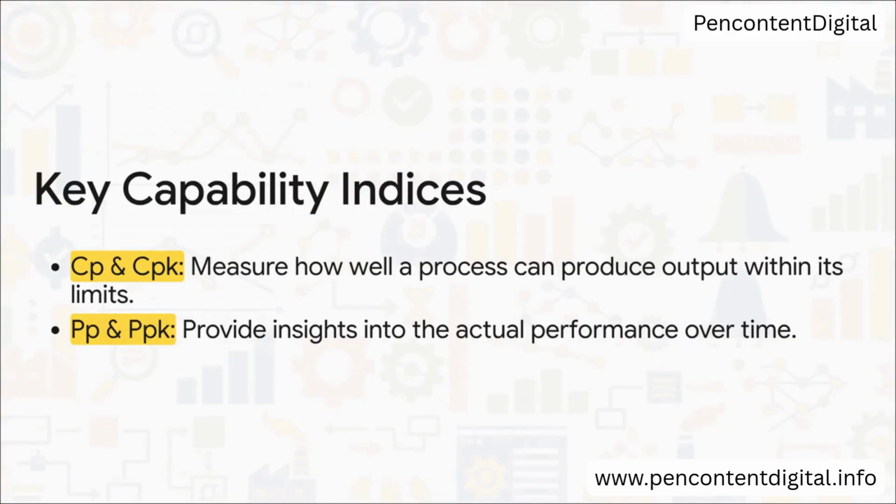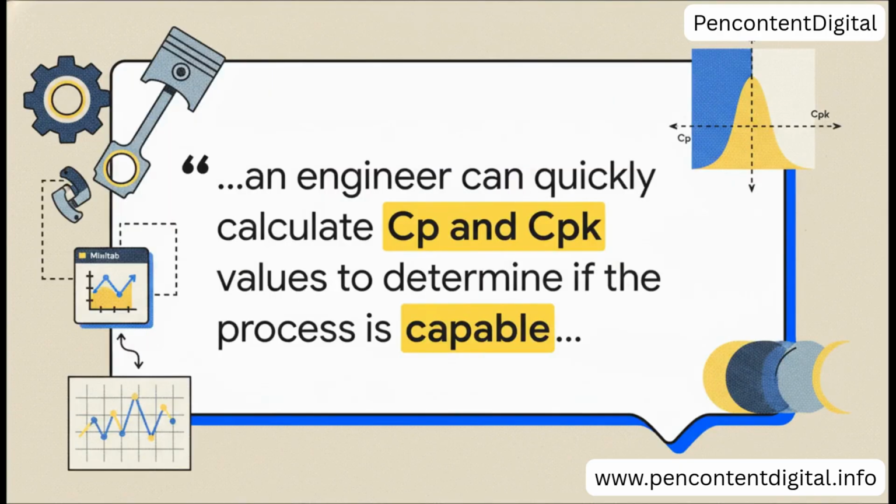You can almost think of it like a pro athlete, right? Cp and Cpk, they measure the athlete's potential, like how fast they could run under perfect conditions. But Pp and Ppk, they measure their actual performance over a whole season, including the good days and the bad. So here's the bottom line. An engineer can literally measure just a handful of engine parts, plug those dimensions into Minitab, and boom, they know instantly if the entire manufacturing line is actually capable of doing its job right. I mean, that's just incredibly powerful.